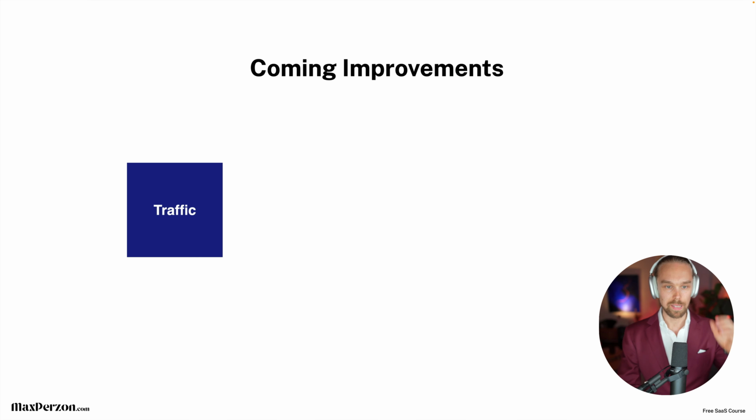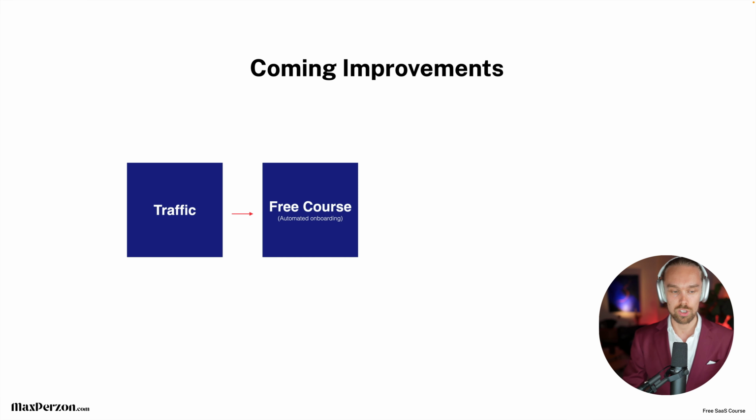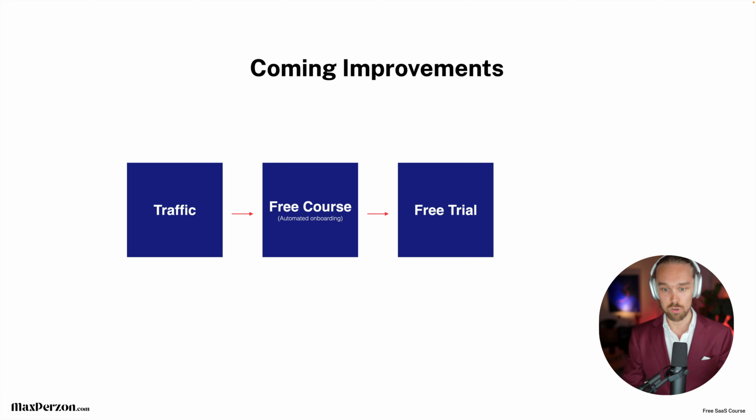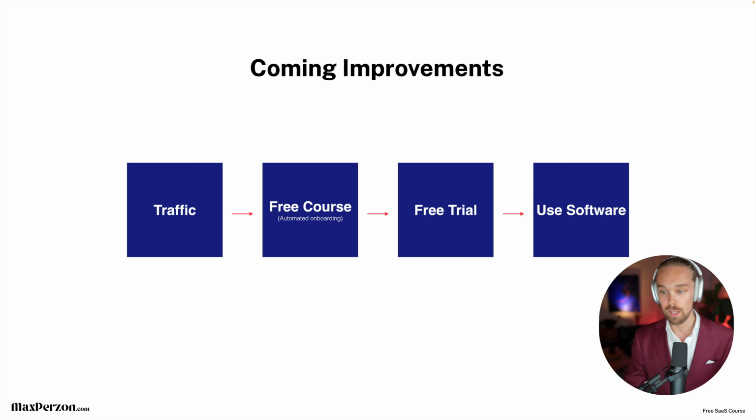So coming improvements. So here's the thing. This is kind of what my model looks like right now. We have traffic, we have affiliates, we have organic, but we also have paid traffic. We drive this traffic to the free course with the automated onboarding, with the automated salesperson, essentially, right? We get people to sign up for the free trial, and then they start using the software. But here's the thing. We need to combat this, that our target market is not that tech savvy.